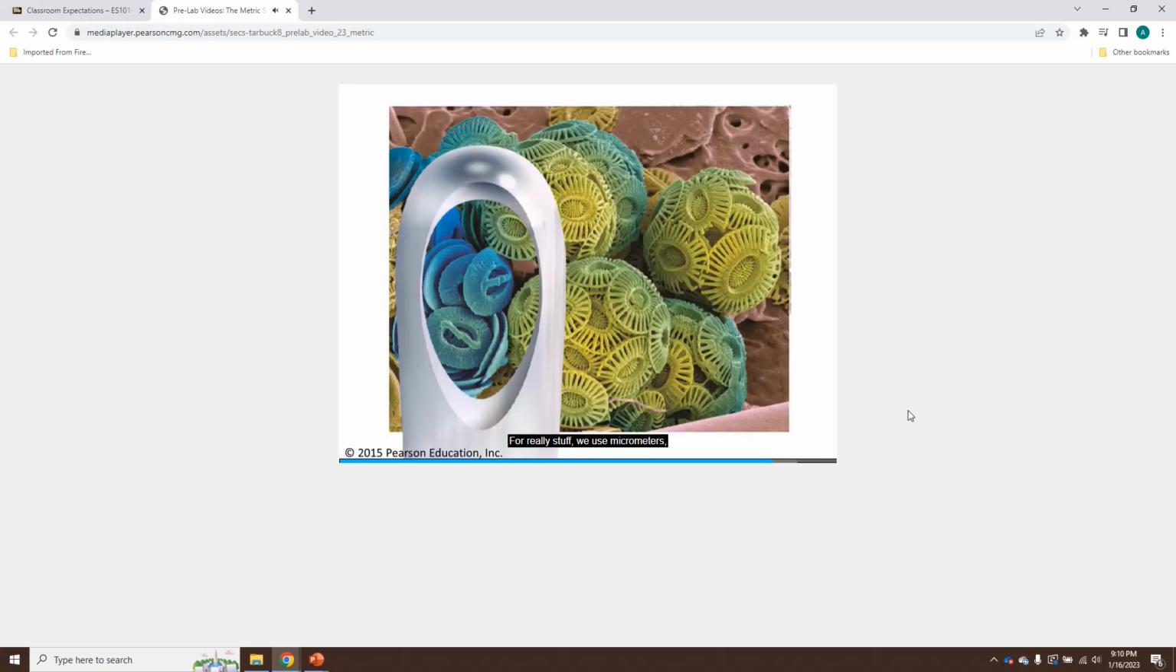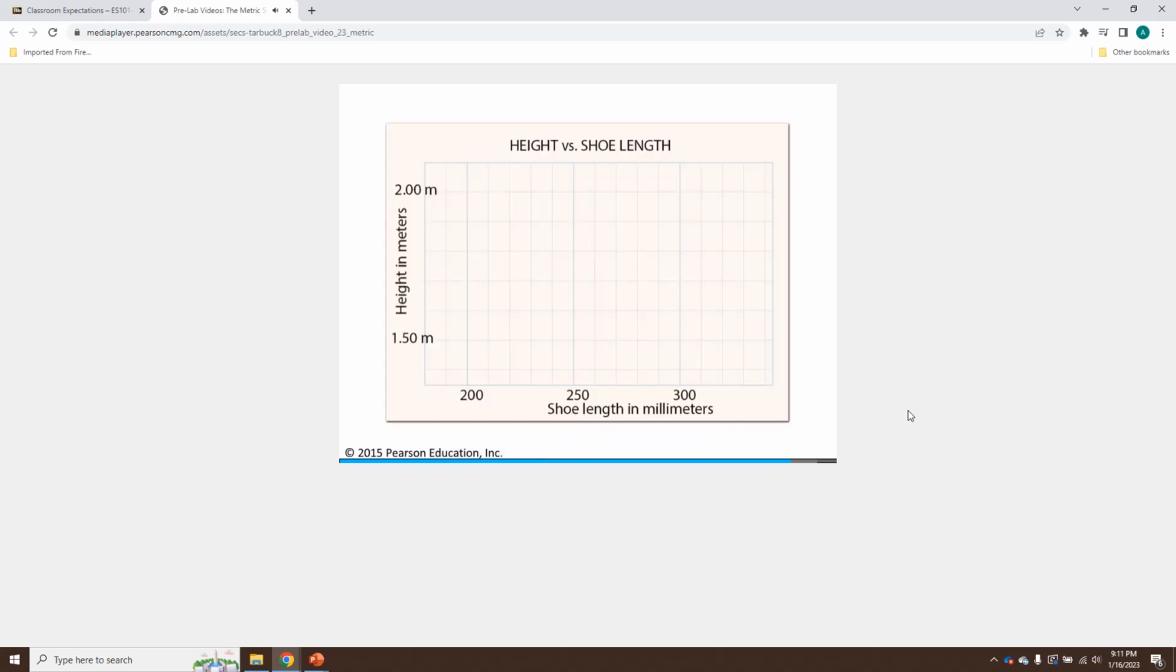For really small stuff, we use micrometers. That's basically 1/1,000,000th of a meter, also called a micron, for measuring distances, or a nanometer, which is 1/1,000,000,000th of a meter. So that would be useful for measuring the sizes of, say, microscopic plankton like these coccolithophores.